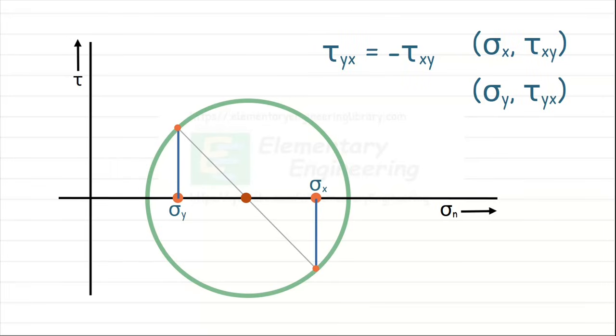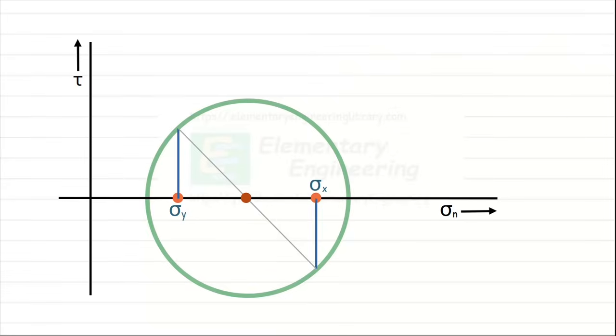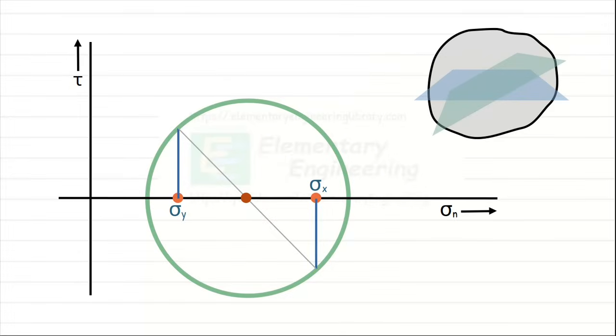Now take a moment to look at what we have just built. This isn't just a geometric shape, it is a complete map of every single one of those infinite planes passing through that point in the material we mentioned earlier. Every single point on this circumference represents the exact combination of normal and shear stress for a different angle inside your material. So instead of analyzing infinitely many planes one by one, we have captured all of them in one diagram.